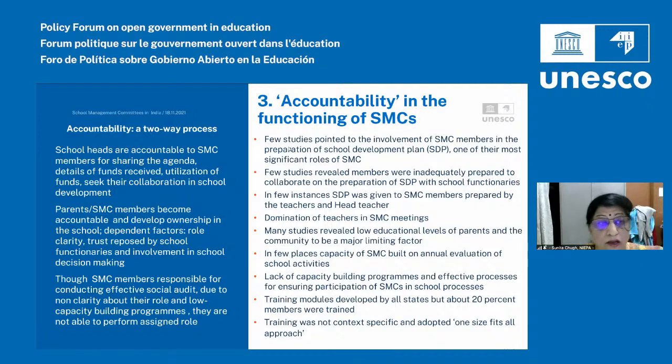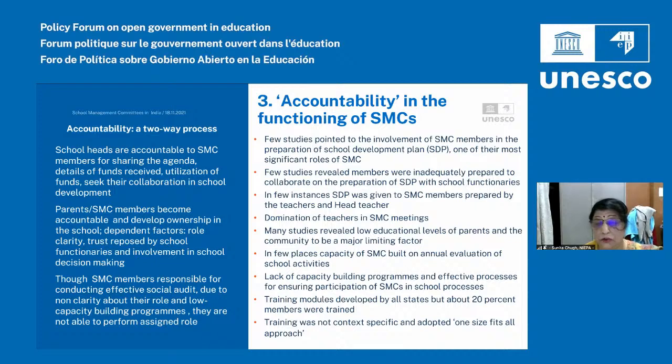So in conclusion, accountability is a two-way process. It is not unidirectional. School heads are accountable to SMC members for sharing the agenda, details of funds received and utilization of funds, and seeking their collaboration in school development. And parents become accountable and develop ownership in the school only if they have role clarity, if trust is reposed by school functionaries, and if they are involved in school decision making.